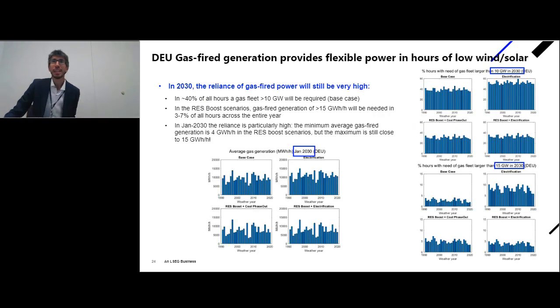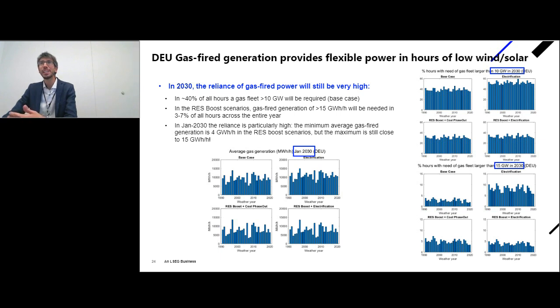And so next we have looked at gas-fired generation. First we have looked at the entire 2030. We have first measured how many hours we'll need a gas fleet larger than 10 gigs under the different weather scenarios. And second, we have looked at how many hours we get a generation larger than 15 gigs, still in Germany, under the different weather scenarios. You can see that in the base case, you have this going towards 40%, which obviously increases in the electrification scenario.